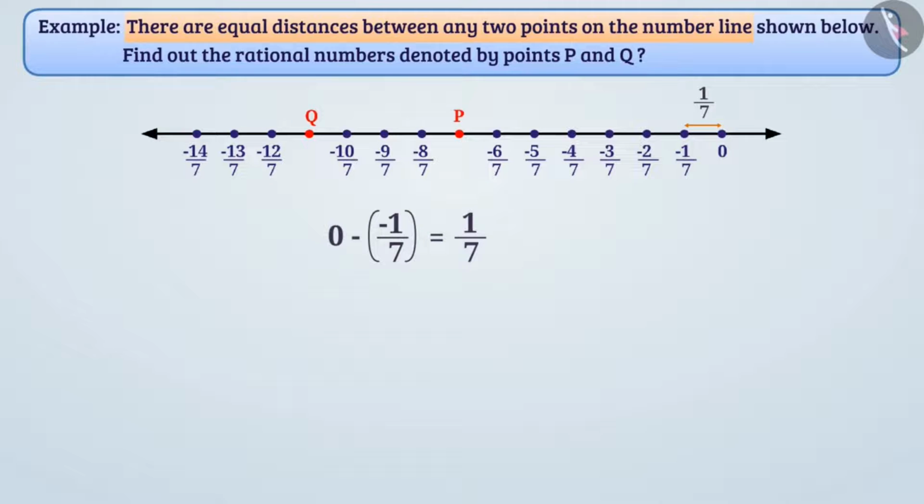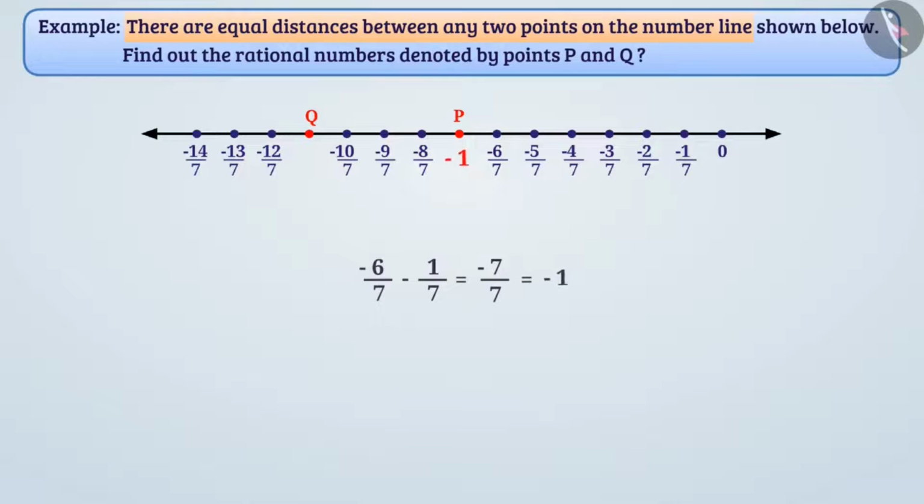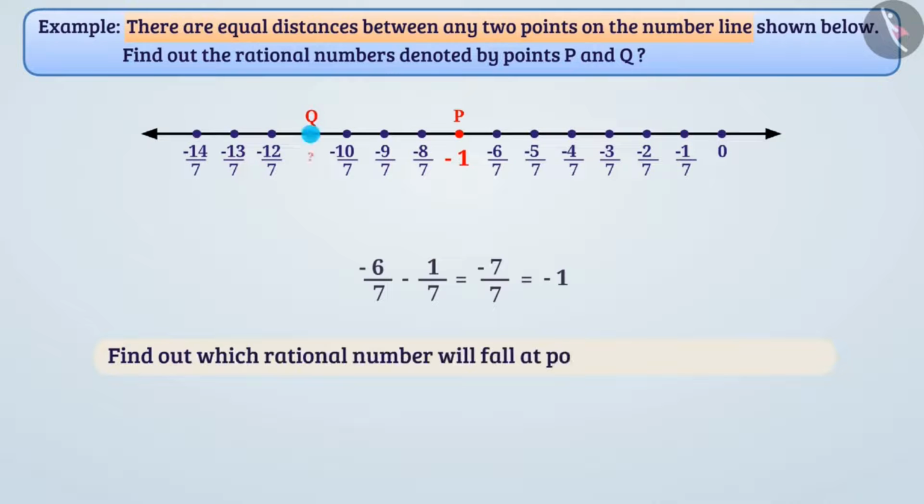This tells us that if we move to the left of 0 on the number line, the numbers are decreasing by 1/7. Here we are getting point P by moving 1/7 distance to the left of -6/7. So this will represent the point -6/7 - 1/7 = -7/7. That is, the number will represent -1. Similarly, now you find out which rational number will fall at point Q. Find it by yourself.